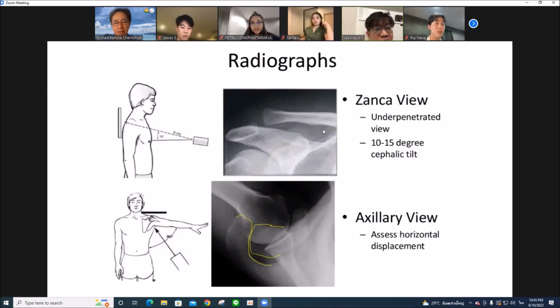So the Zanca view is a true AP view of the AC joint. You tilt about 10 degrees. Zanca is cephalad, but the caudal tilt view is caudal, right? Rockwood view is going down, Zanca is going up. Don't mix them up. To my understanding, you can measure the AC joint.